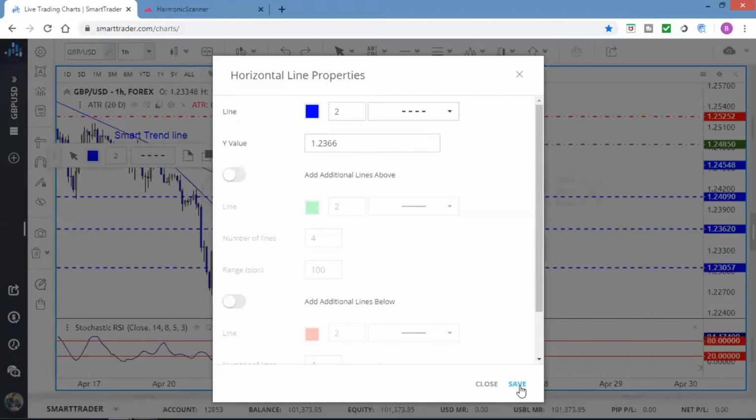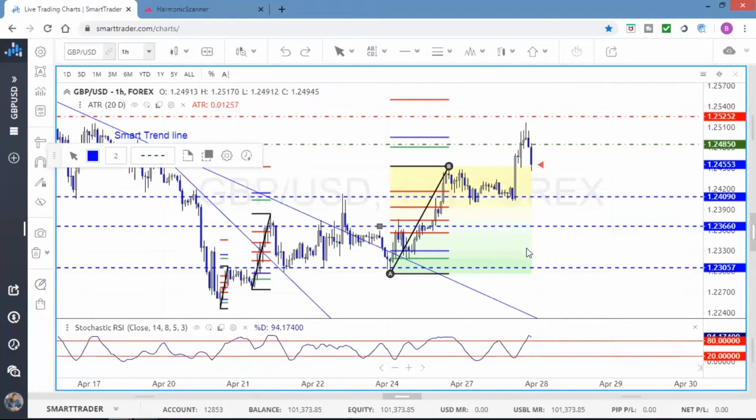Having a couple computer issues this morning. A bunch of people logging on, so sometimes it slows down. So there we go, 123.66.